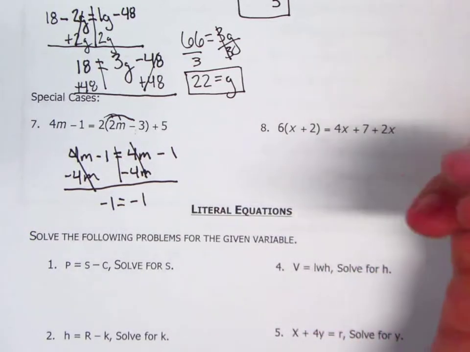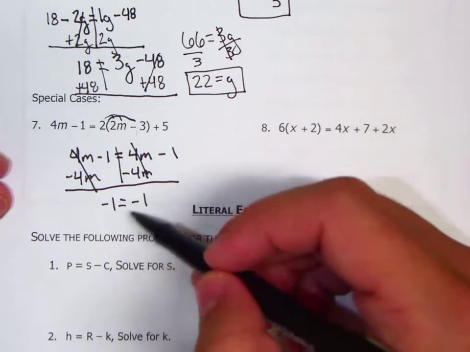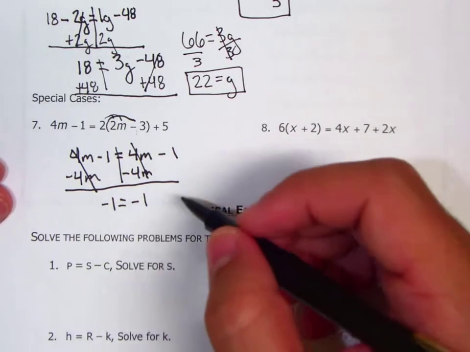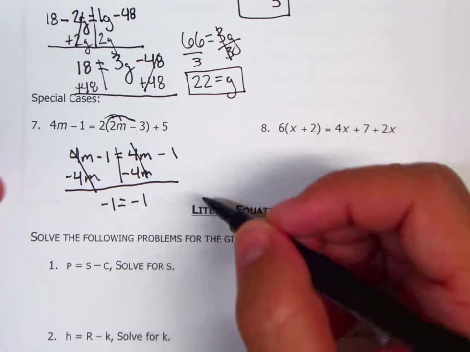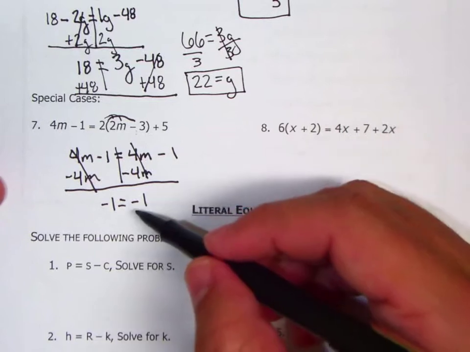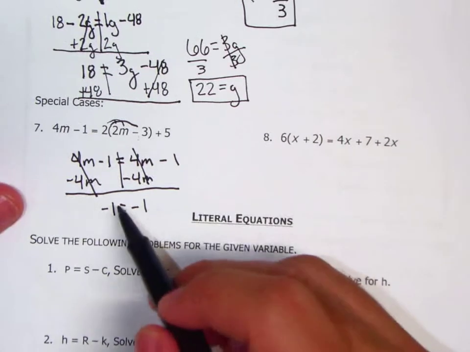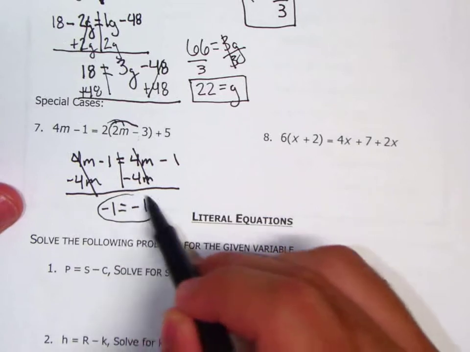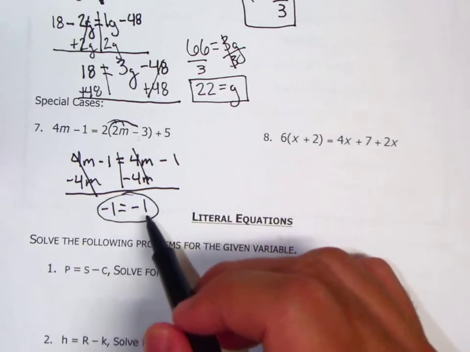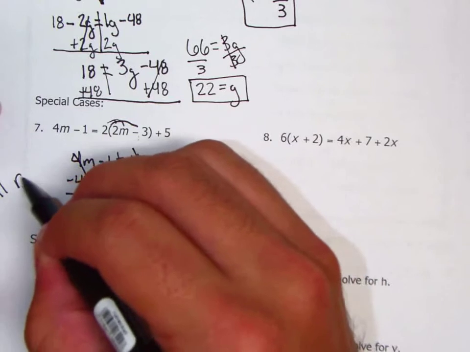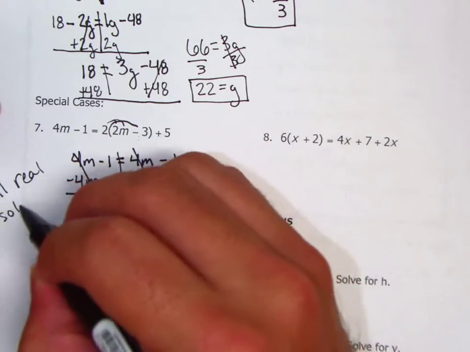So this is why it's considered a special case, because your variables both canceled out, and you're left with negative 1 equals negative 1. Well, there's two possibilities here. Either this is true or it's not true. In this case, it's true. Negative 1 equals negative 1. So your answer is going to be all real solutions.